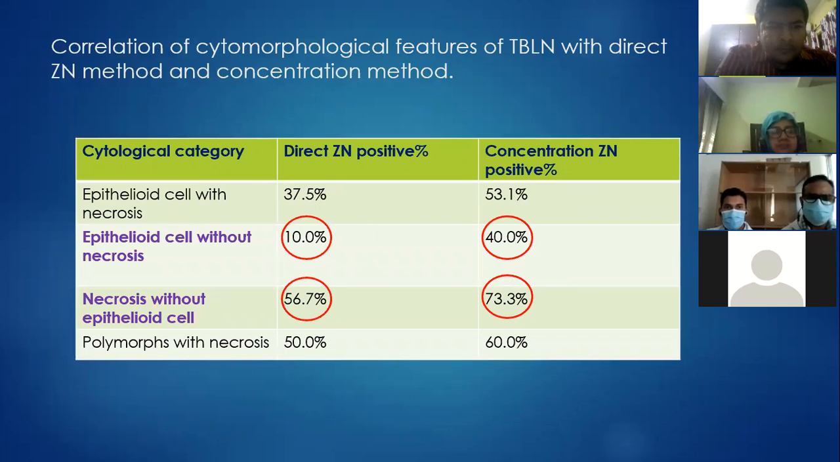Now it comes to the correlation of cytomorphological features of tubercular lymphadenitis with the direct ZN method and the concentration method. In this result, we observe the highest rate of acid-fast bacilli positivity in smears showing necrosis without epithelioid cells, and lowest in smears showing epithelioid cells without necrosis.